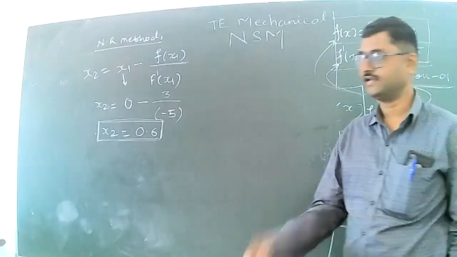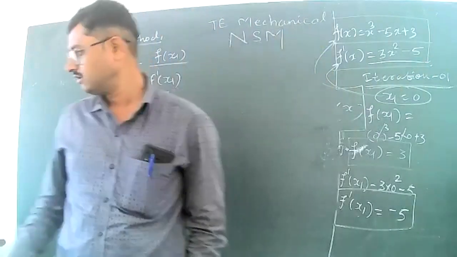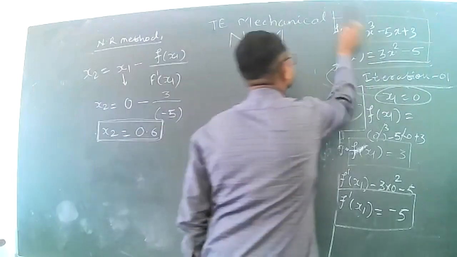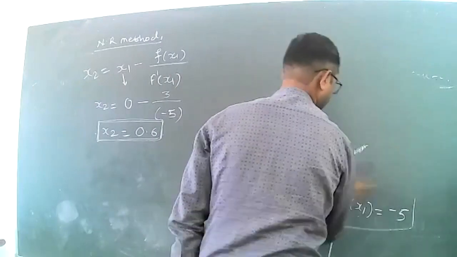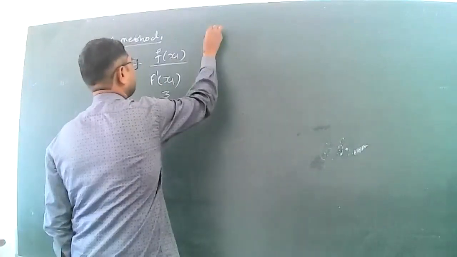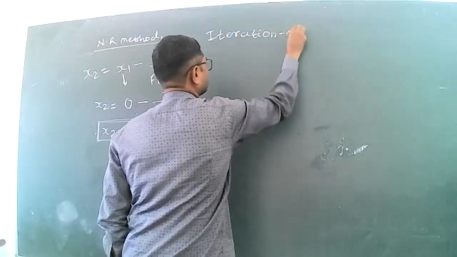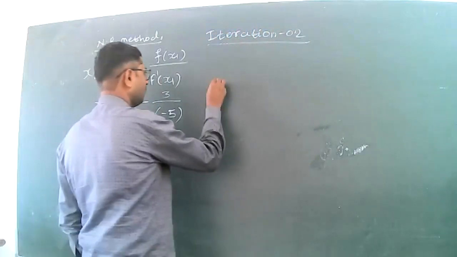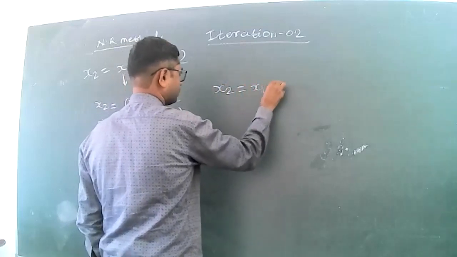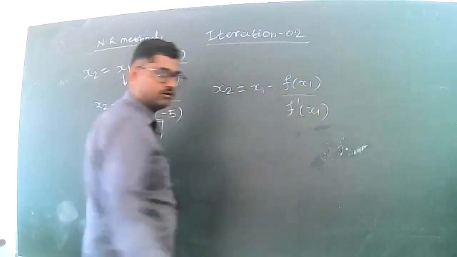But it is asked to do 3 iterations. How many iterations do you have to perform? The number of iterations here is 3. So next, for iteration second, the formula is x2 is equal to x1 minus f of x1 upon f dash of x1.